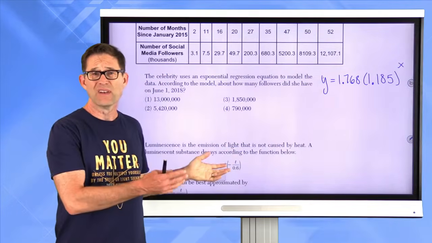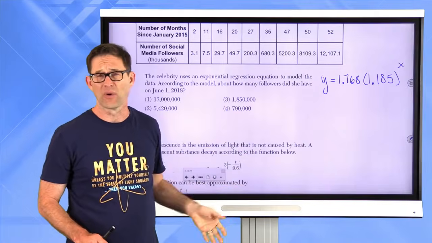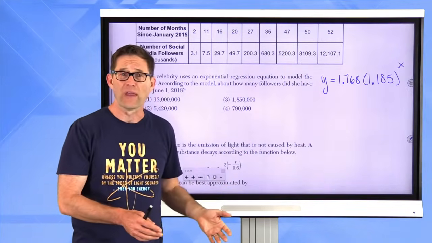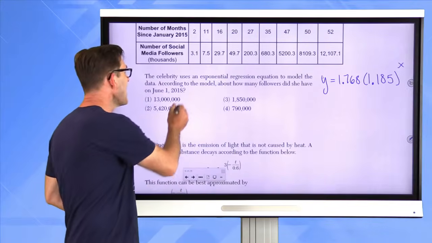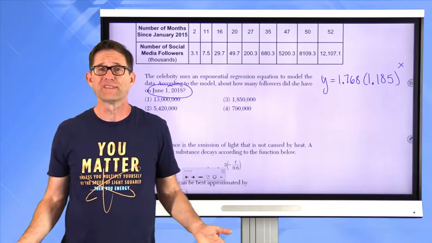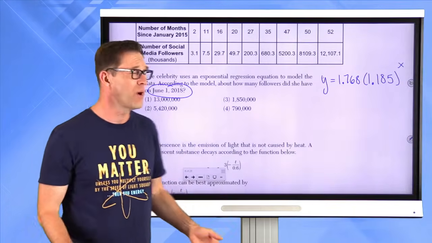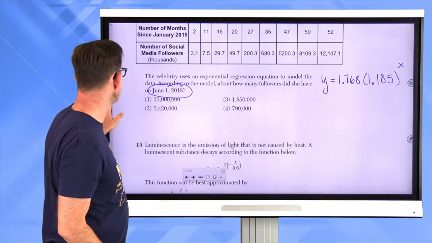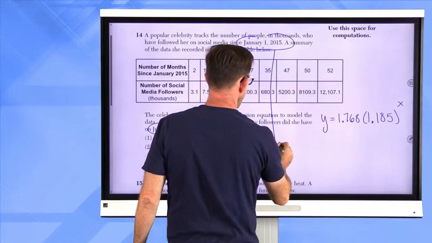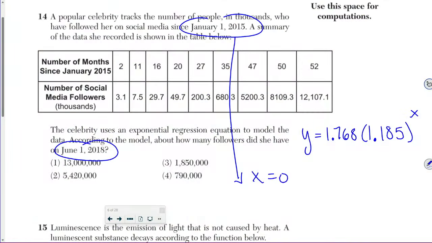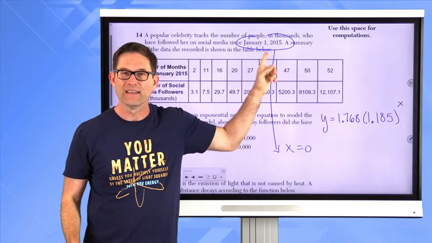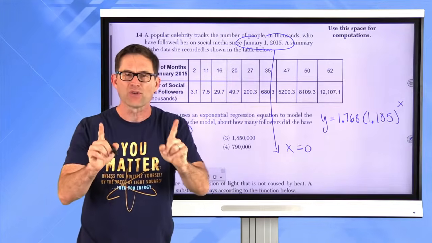Because if that was enough, it would be like, okay, great, I had to put the data in, I had to do the exponent. But now I actually have to use the equation to predict how many followers she has on June 1st, 2018. What in the world is the value of x at that point? Well, where do we start? What is x equals 0? x equals 0 is January 1st, 2015.